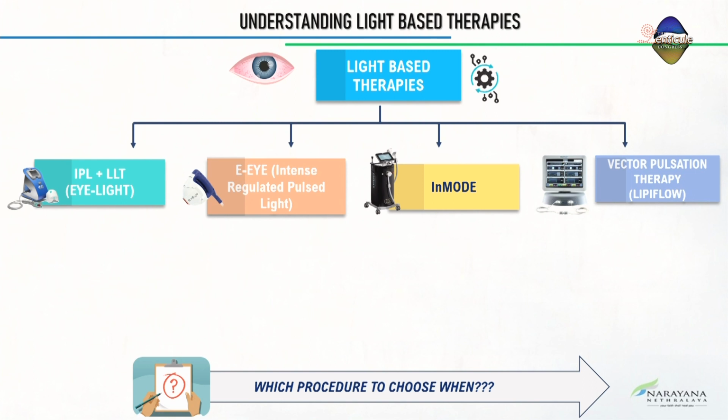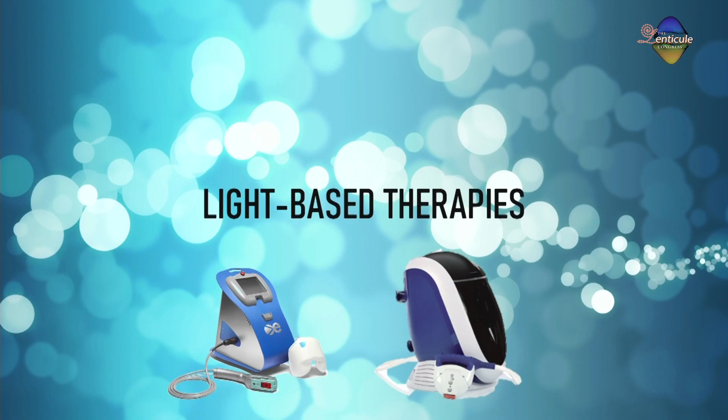So we have the IPL from the iLight group. We have the EI. It's in India. It's a French one, but it's distributed by Monish, and My Healthscape is looking at this. There's a new one called InMode, which uses radio frequency, and vector pulsation from Zeiss. This is how it's classified.